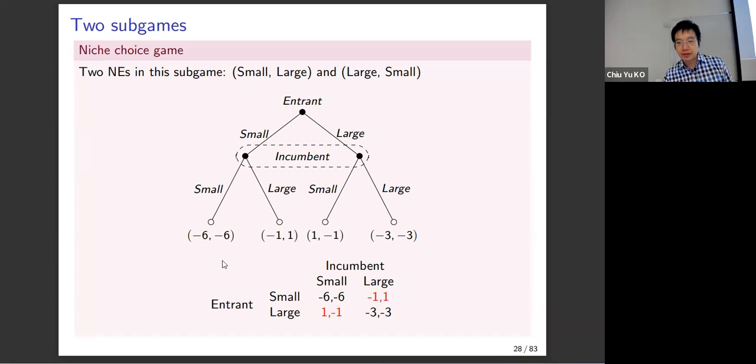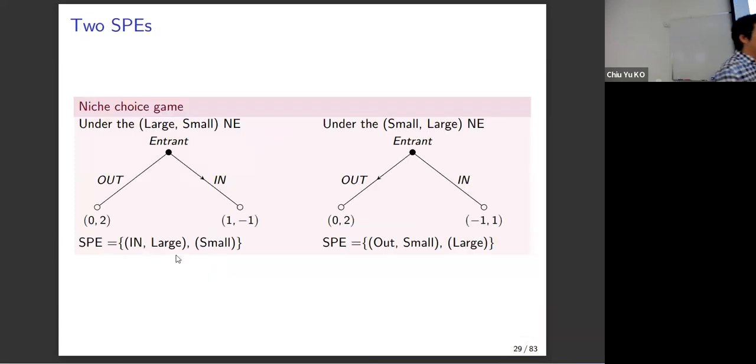Now, go back to before, okay? Remember, we have 2 possible outcomes from the subgame, so we have to solve them one by one. Consider the case where the entrant goes large and the incumbent goes small. So you go back and replace it, then you see whether the entrant will enter or not. The entrant compares 0 or 1, of course 1, so the outcome will be in, large, small.